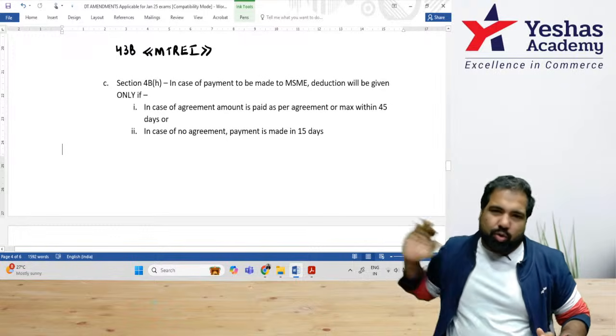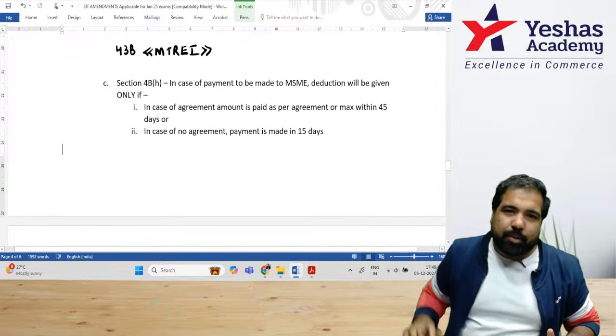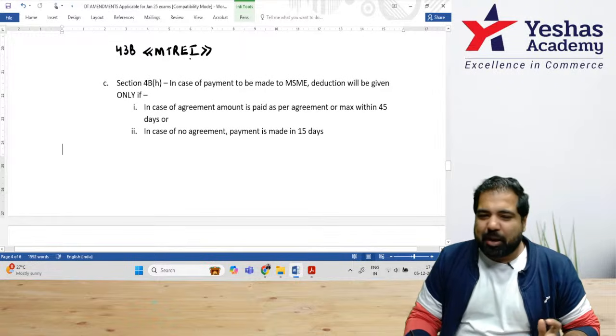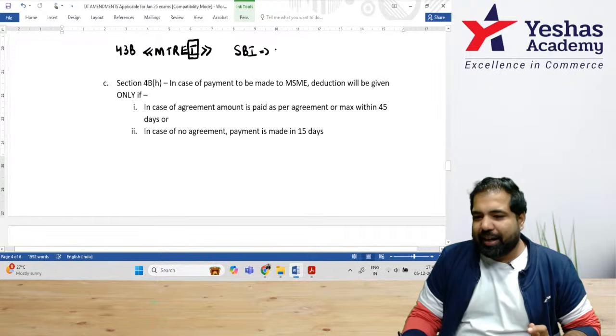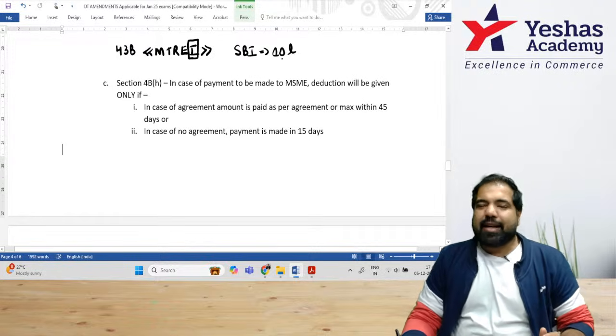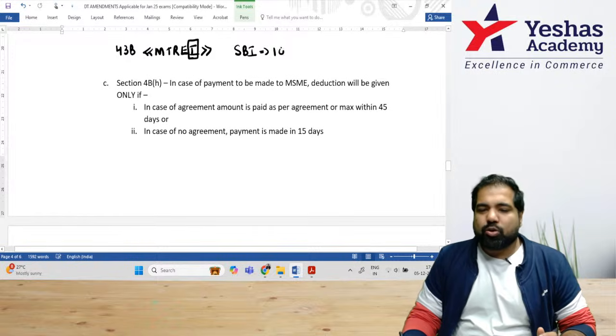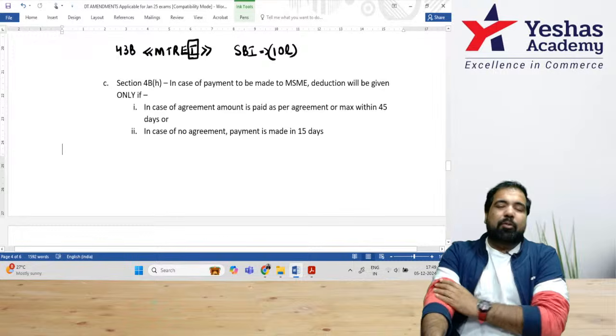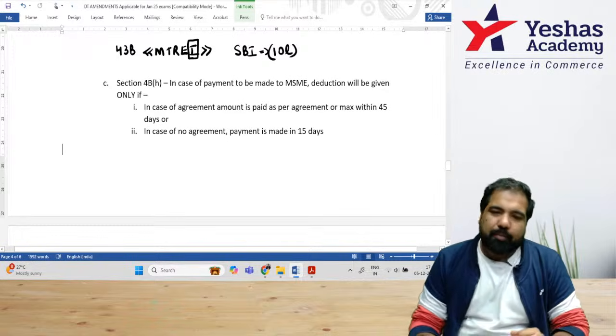You can pay by the due date, that means July, October, November. So let's take an example. I'm supposed to pay interest to SBI Bank and my interest is 10 lakh rupees. If I don't pay this 10 lakh, the government will not give me a deduction. So only when I pay, can pay today also, tomorrow also, or I can pay even before filing my return in July, October, or November.